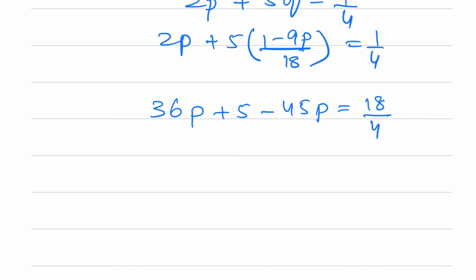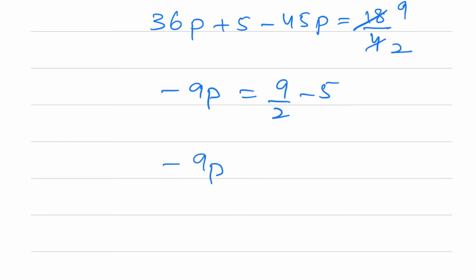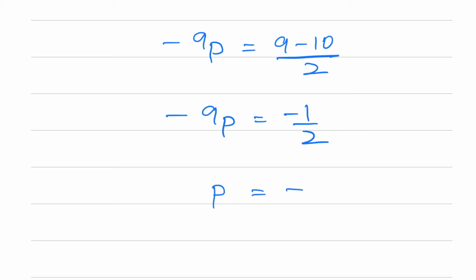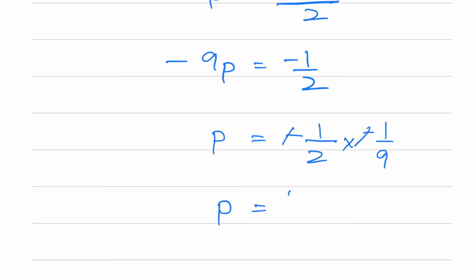Now here we have 2 nines are 18, 2, 2, right? So 36 minus 45 is minus 9p is equal to 9 by 2 minus 5. So minus 9p is equal to (9 minus 10) by 2. So minus 9p is equal to minus half. So p is equal to minus 1 by 2 into minus 1 by 9. This gets cancelled. So p is equal to 1 by 18.